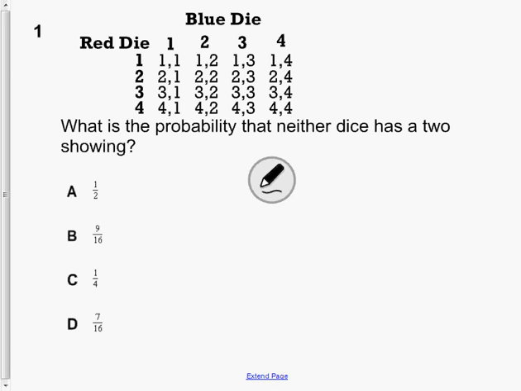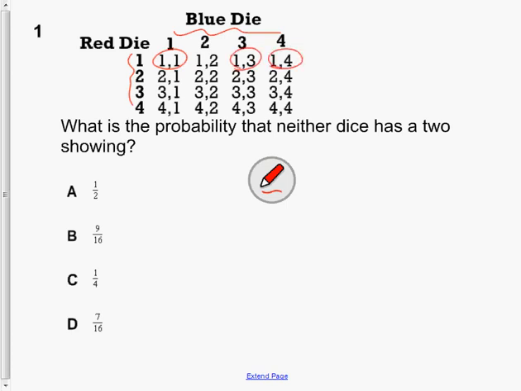And actually, the first question says, what is the probability that neither dice has a 2 showing? So the red dice are here, 1, 2, 3, 4 on the red dice, and then 1, 2, 3, 4 on this one here. So the probability that neither dice has a 2, I'm going to circle them. That doesn't have a 2. That doesn't have a 2. That doesn't have a 2.